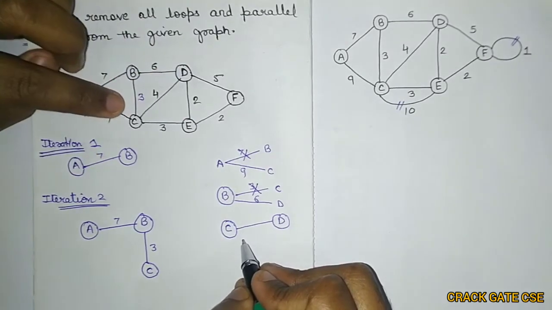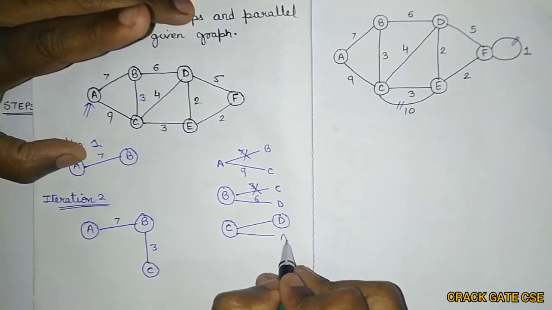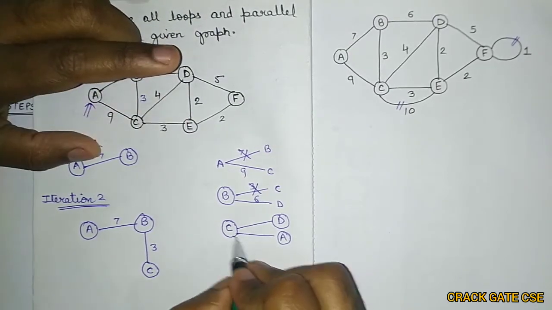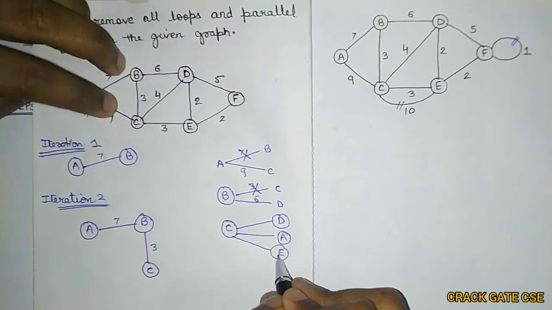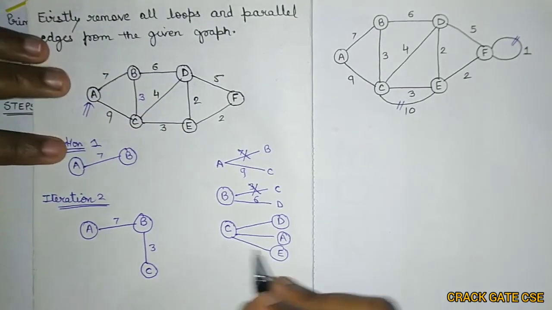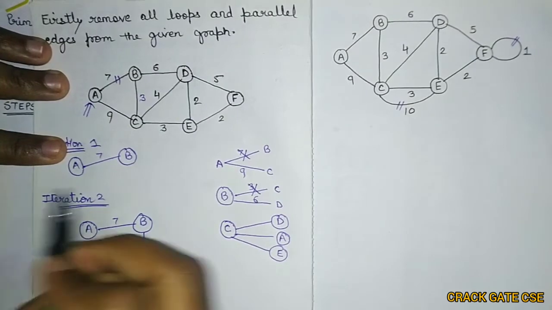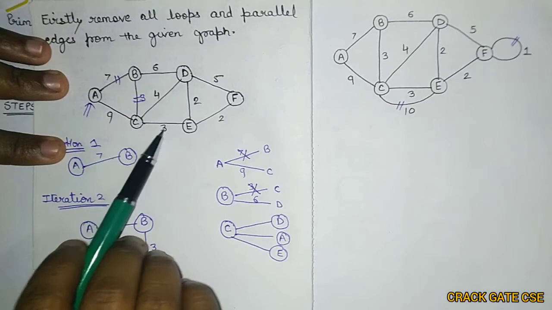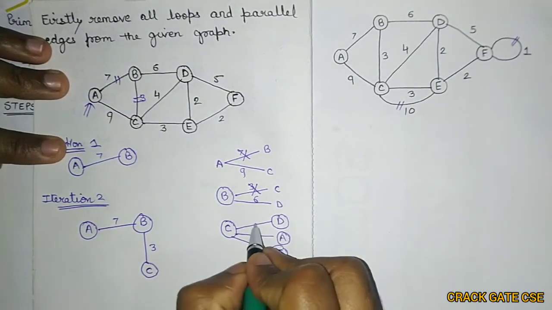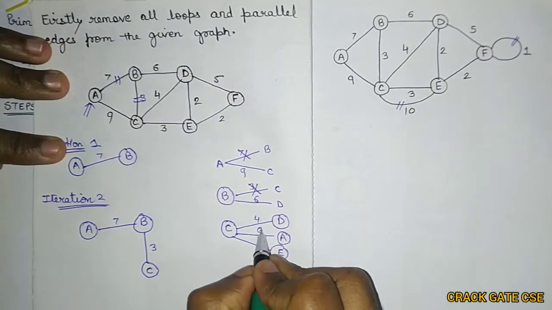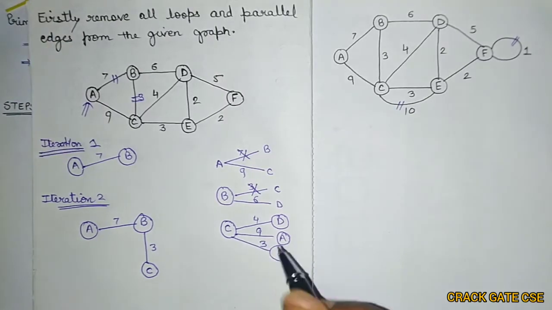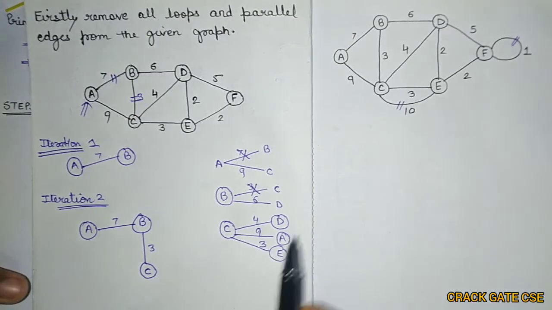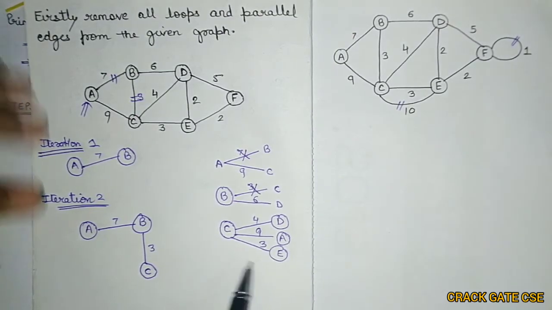And C to A, I can also write C to A because C to A has not been covered. C to E is another edge. These are the 3 edges which have not been covered, because we have covered 7 and we have covered this 3. So we are remaining with C's adjacent edges 9, 4, 3. Let me write it here. This is 4, C to A is 9 and C to E is 3. Now among all these 3 we have to select the minimum edge weight. You can see that C to E is the minimum edge weight.